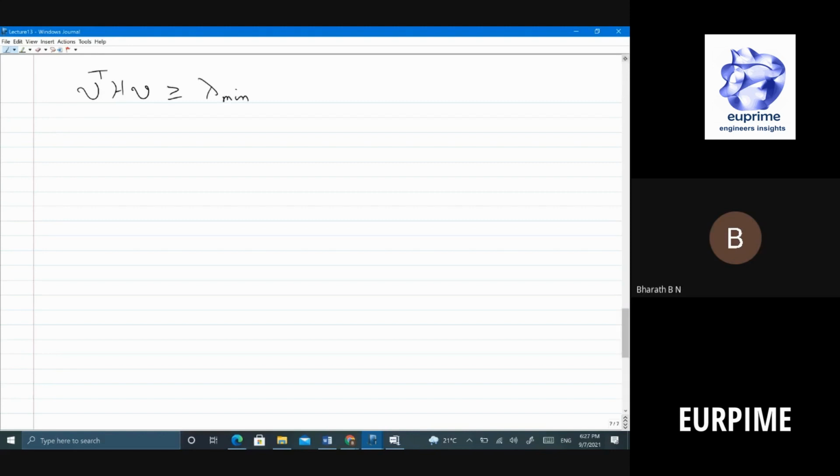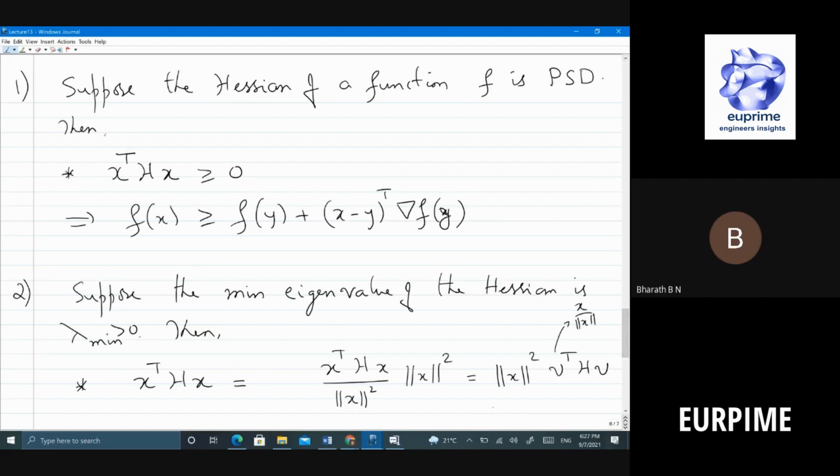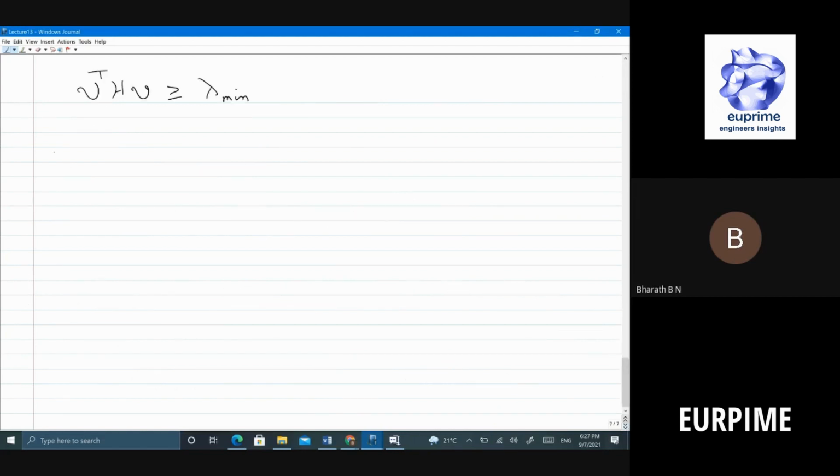So what do I get here? This will be greater than or equal to norm of x squared times lambda min. Therefore, this implies x transpose Hx is greater than or equal to lambda min times norm of x squared. Fine. So then using this, what can you say about f of x?